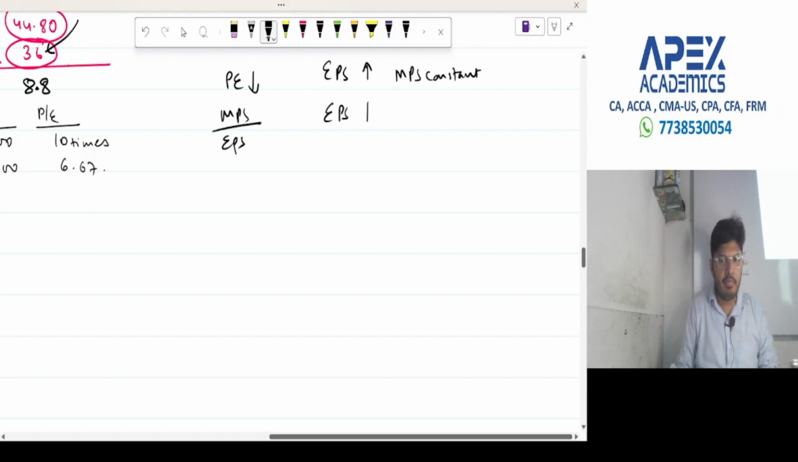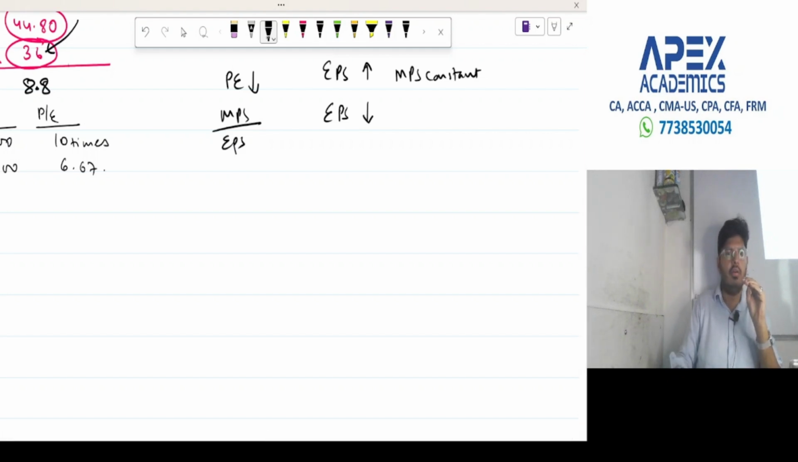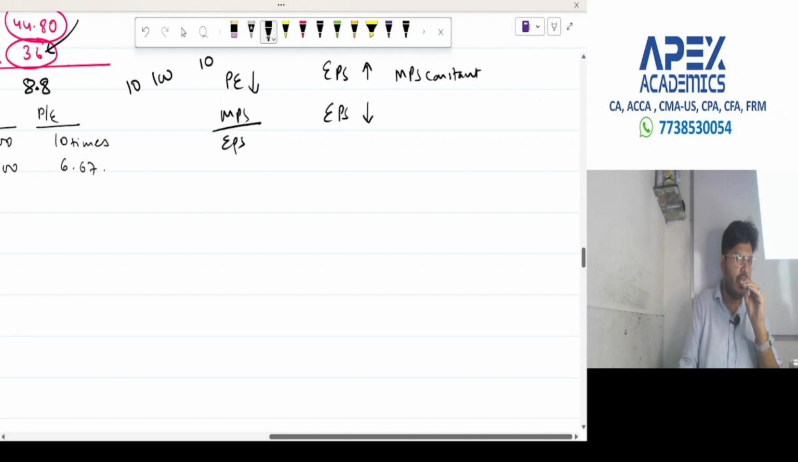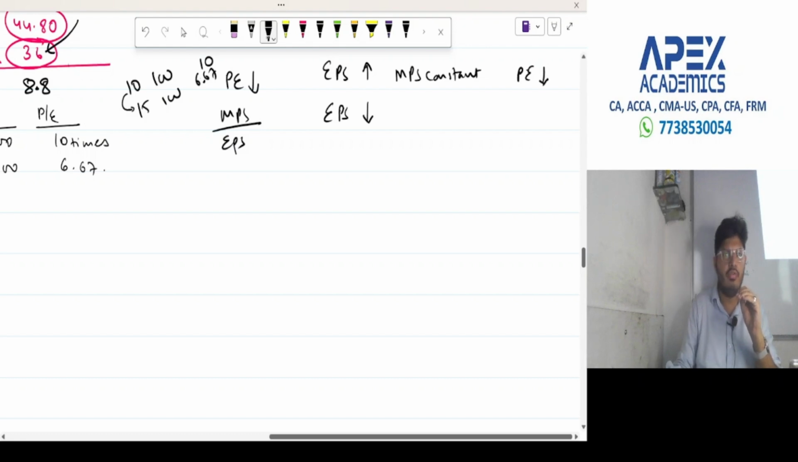Second, EPS will fall. One second. We had taken EPS as 10 and MPS as 100, and then we took 15, 100, and 6.67. Let's make the analogy. If the EPS increases and the MPS is constant, what will happen to the PE ratio? The PE ratio will fall.